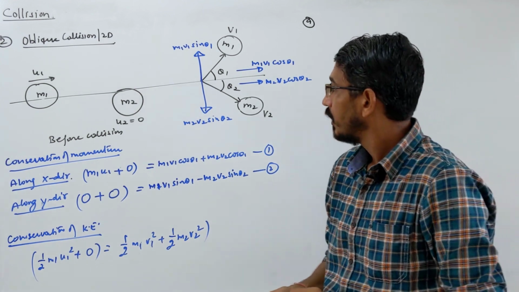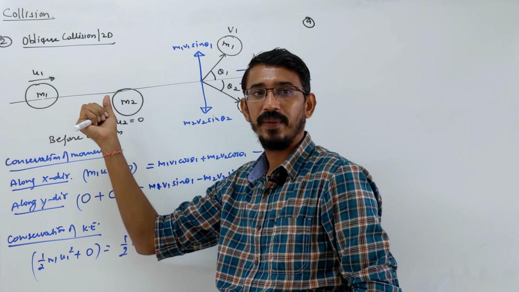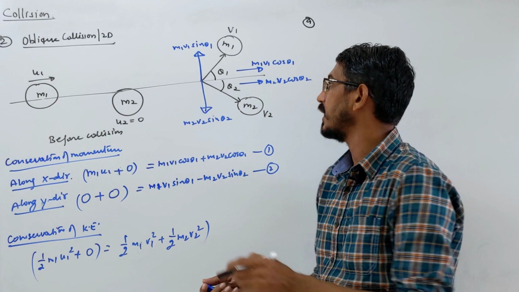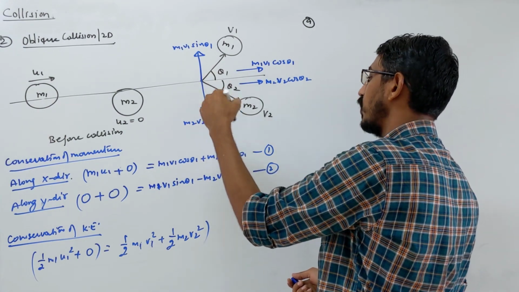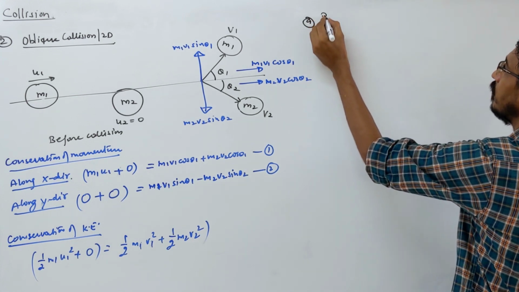What's the question? One ball is placed at rest, another ball comes and hits it obliquely. Then after collision the two balls move perpendicular. This angle theta 1 plus theta 2 should be equal to 90 degrees. Let's prove that.